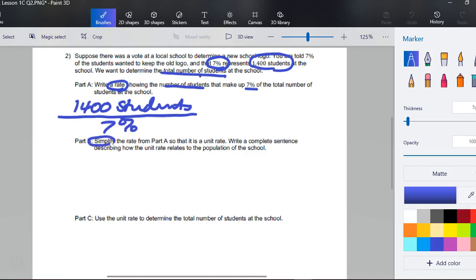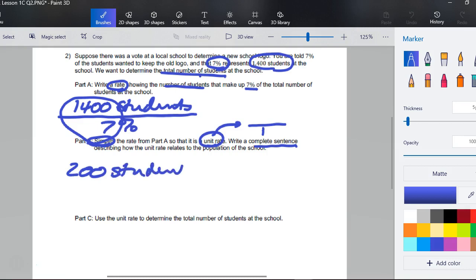Part B says simplify the rate so that it is a unit rate. If you're unfamiliar with unit rate, it just means when we get done, there needs to be a 1 in the denominator. Write a complete sentence describing how the unit rate relates to the population of the school. So if we have 1,400 over 7, a quick division, no moving decimals of the 7%, just a straight 1,400 divided by 7, we can reduce this fraction to a unit rate of 200 students represent 1% of the school.